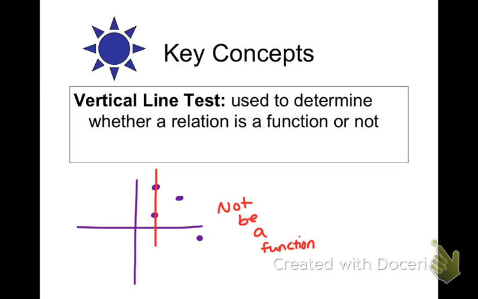Okay? Questions with the vertical line test? Pretty simple, right? So you're just looking for vertical lines. All right, so to determine whether a relation is a function, we're looking for multiple x values in either the ordered pairs or the table. We're looking for a graph to pass the vertical line test.